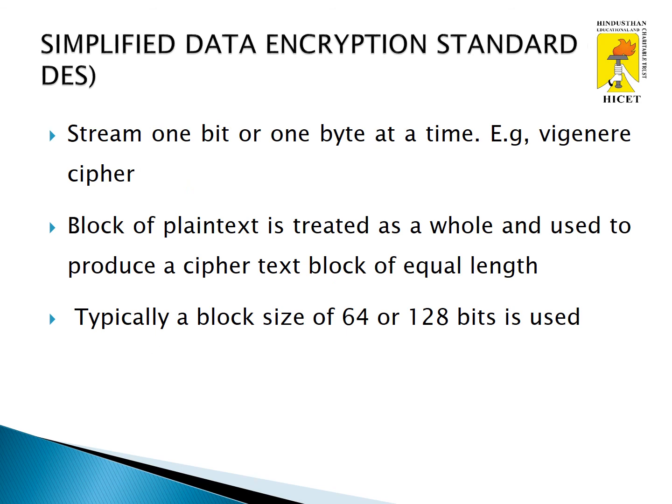Next, the block cipher. Here inputs are processed one block at a time, producing a corresponding output block. And then the second one is the stream cipher. Here the inputs are processed continuously, producing one element at a time. Typically, a block size of 64 or 128 bits is used.